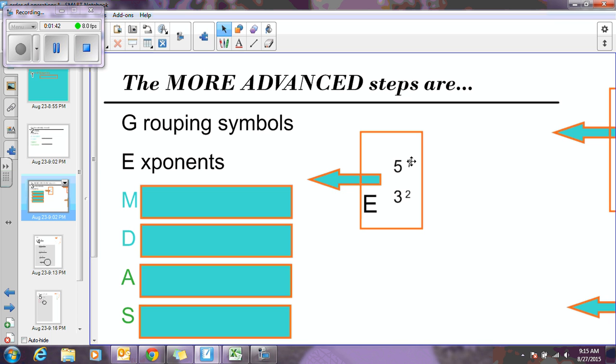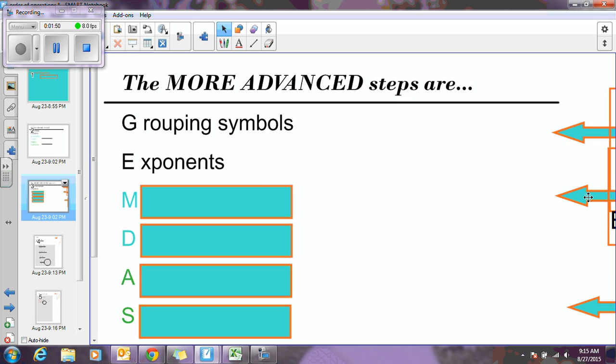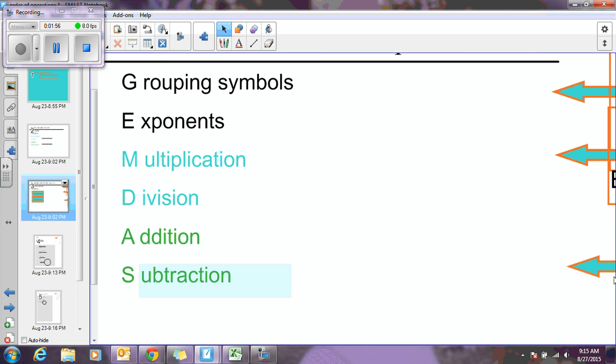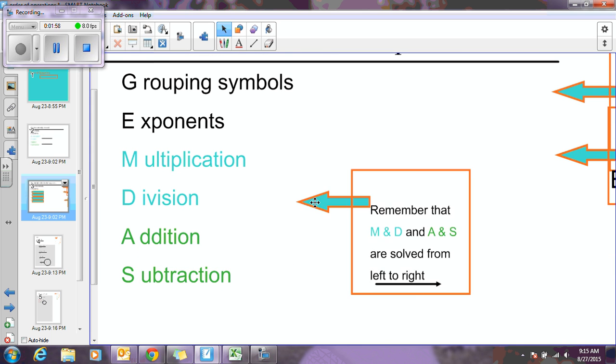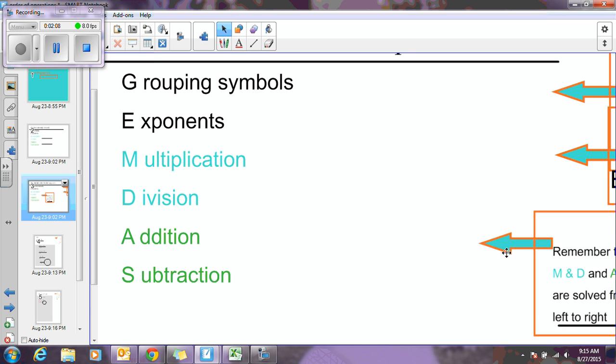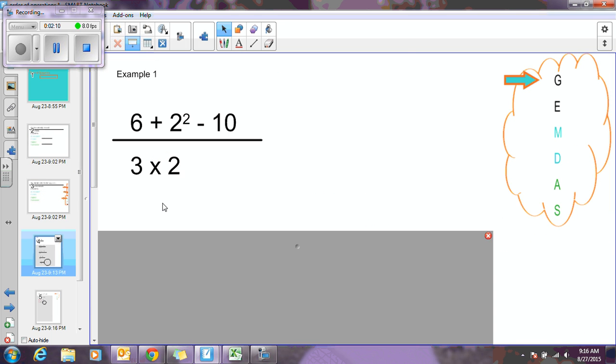5 to the 7th power, 3 to the 2nd power. Those you can plug into your calculator if you don't know them, and that's what's solved second. Then we have multiplication and division, which we talked about, and addition and subtraction. So those aren't that new. But here's that reminder. You have to remember that multiplication and division and addition and subtraction are solved from left to right. So now that we know all this stuff, let's try a problem together.